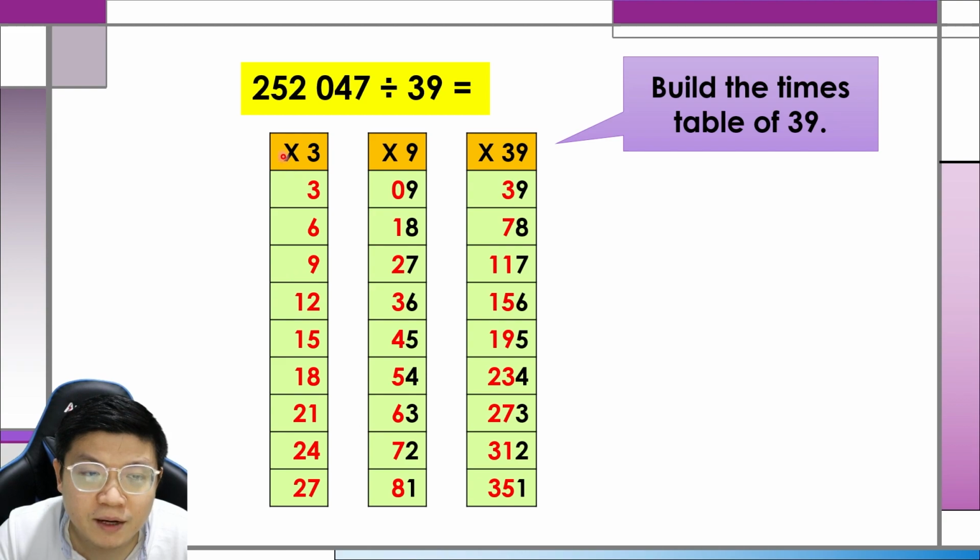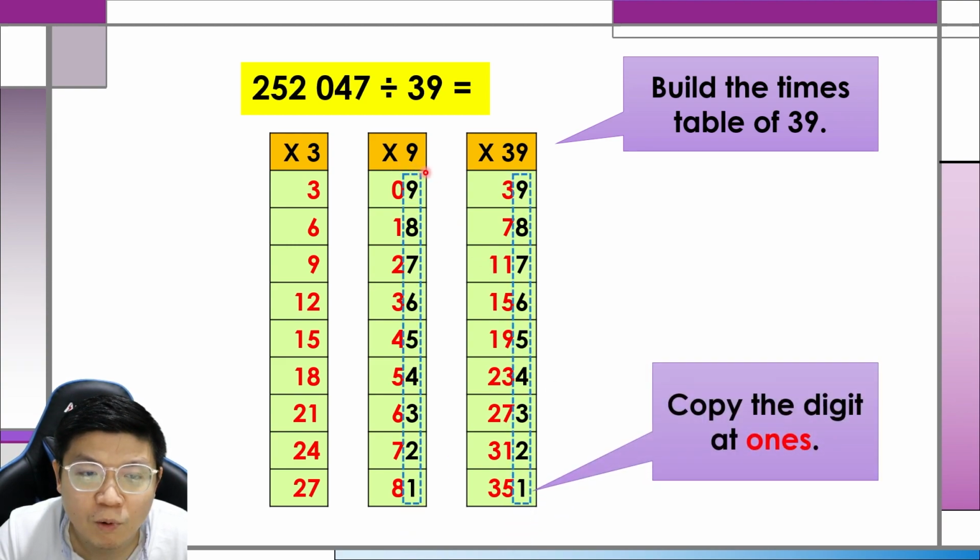Right. So the red color is actually represent the tens here. And the black color is actually represent ones. How do I get this times table of 39? So actually the first step, I'll be copying the ones here. So whatever ones here, the black color here, I copy down here, the first step. Just copy, no need to do anything. Copy the digit at once here. Copy 9, 8.